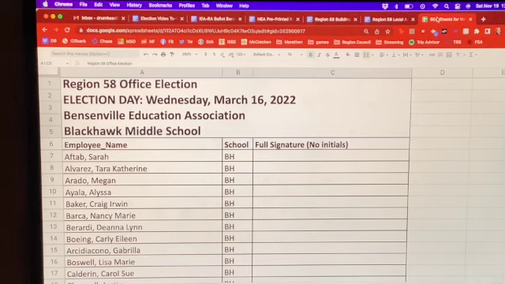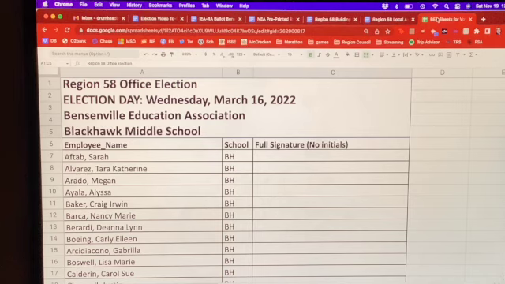The local association president or designee shall provide each building representative with the current roster of eligible voters to ensure that only eligible members vote. Membership chairs or presidents should ensure that each name on the roster is a current member.